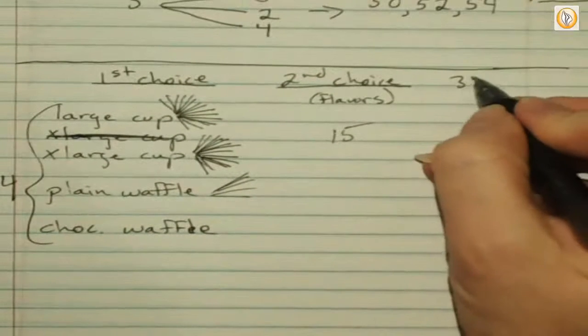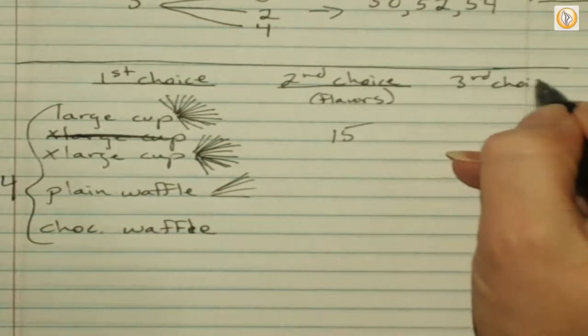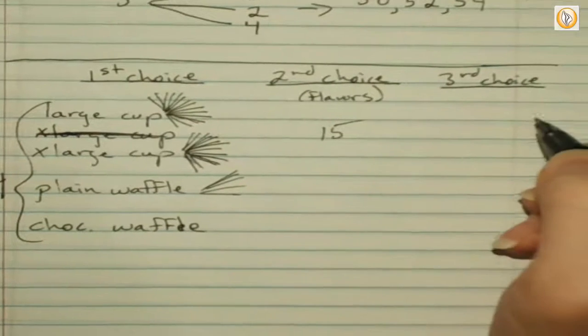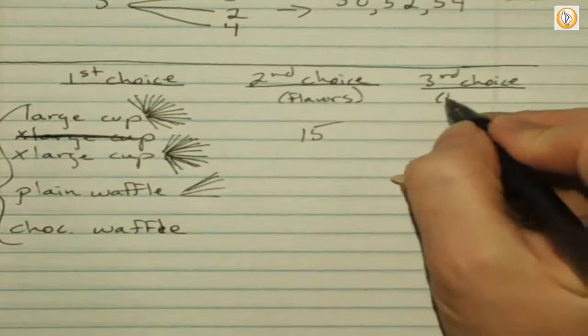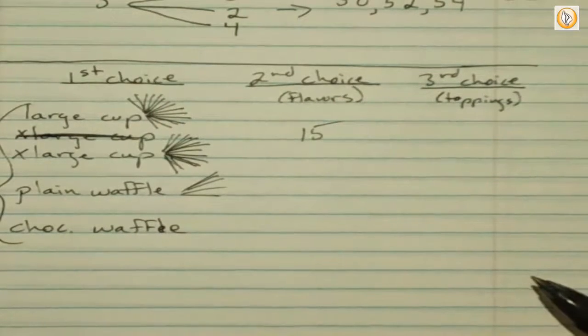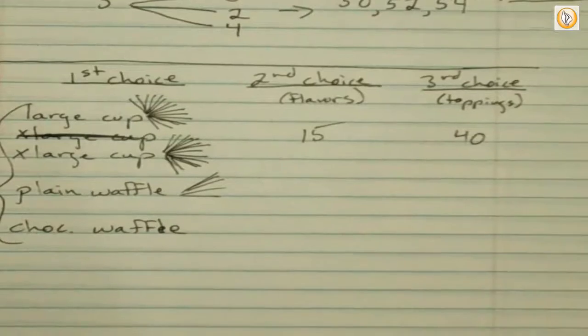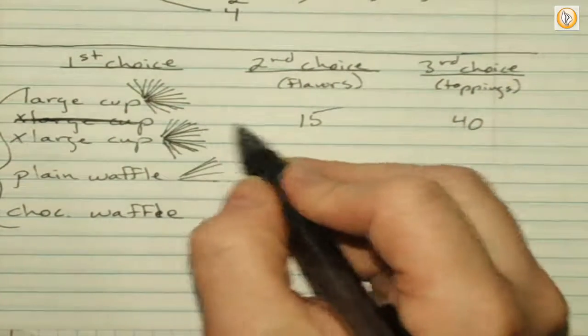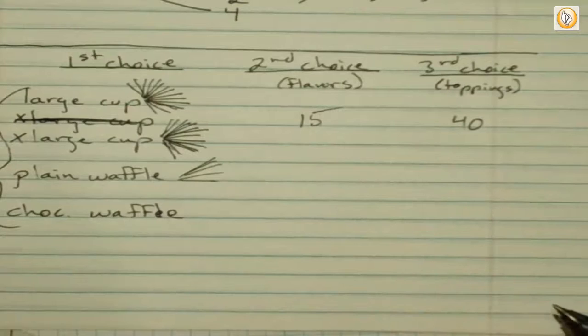And then the third choice, what do you do after you get your frozen yogurt? Toppings. Okay. Approximately how many toppings do you think there are? Like 40. Okay, let's go with 40. Can you imagine how your tree would look by now?